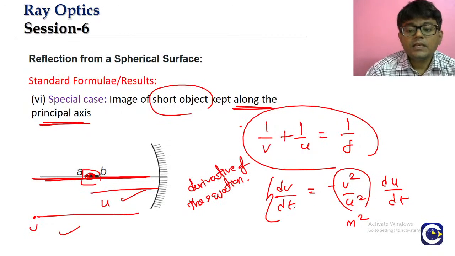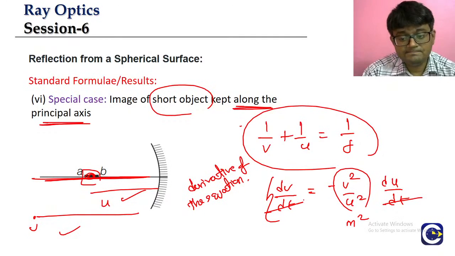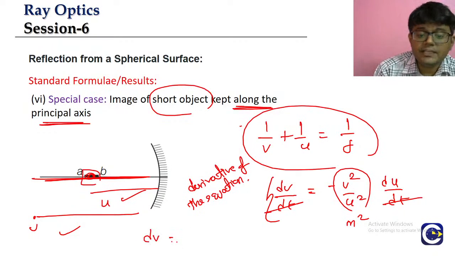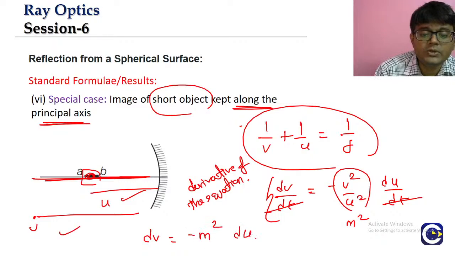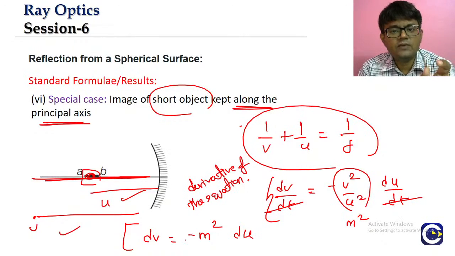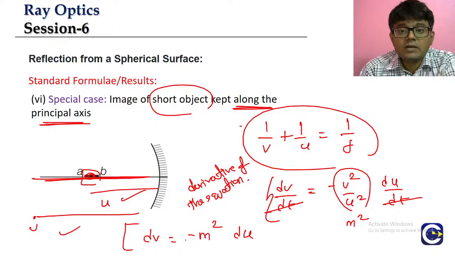Using this, if we cancel the time derivative on both sides, then what we are going to get is dv will be equal to minus m square into du. So here we are saying the differential change in the value of v will be equal to minus m square into the differential change in the value of u.